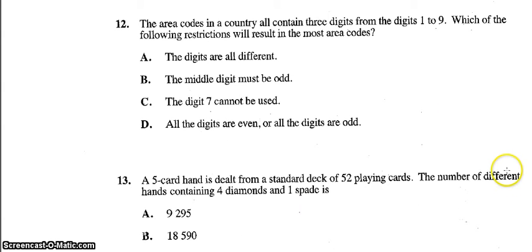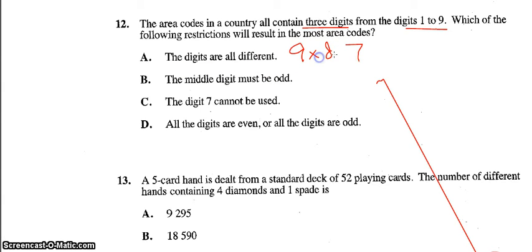All right. Question 12. 3 digits from 1 to 9. It's just 1 to 9, so no 0. So there's only 9 choices. Which of the restrictions will reserve the most area codes? Okay, let's go through them. All digits are different. So start with 9 choices, 8 choices, and then 7. The middle digit is odd. So there are 5 odd digits: 1, 3, 5, 7, 9. They can repeat, so it's 9 and 9.